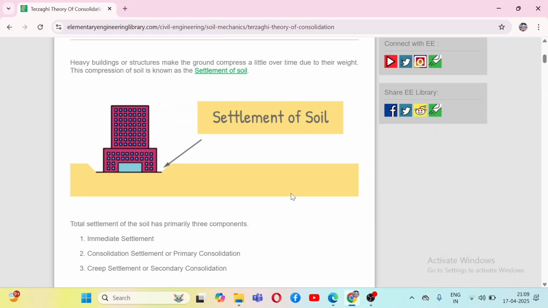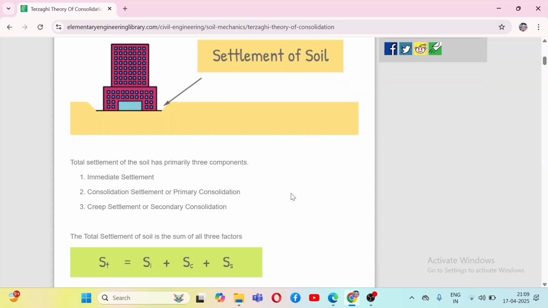The topic we have in the fourth module is the settlement of soil. Heavy buildings or structures make the ground compress a little over time due to their weight. This compression of soil is known as settlement of soil.